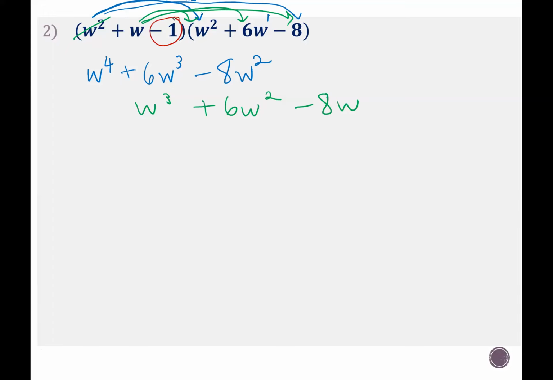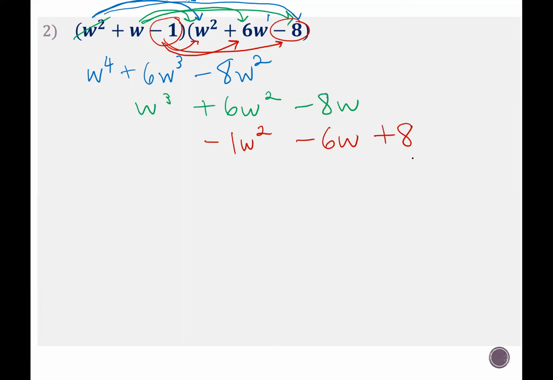Now I'll distribute the -1. -1 times w squared is -1w squared. I do not need to write the 1, but it's kind of helpful if I do, especially in the middle of a problem. So that's why I'm doing it. -1 times 6w is -6w. -1 times -8 is +8.